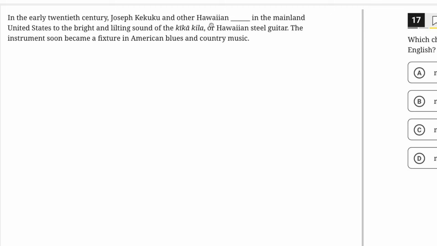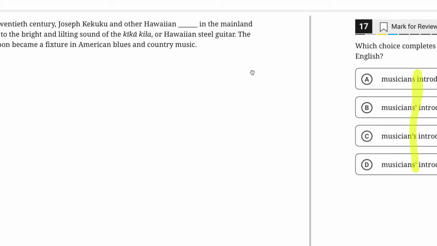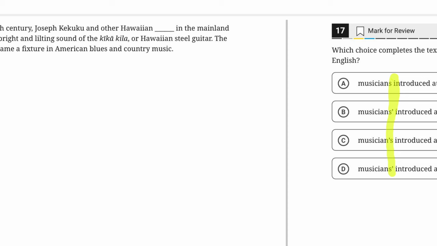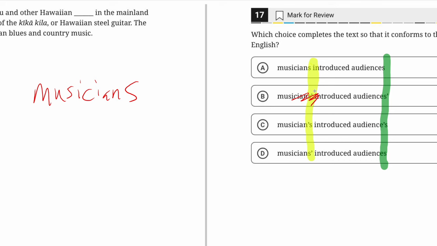Joseph so-and-so and other Hawaiian musicians introduced audiences. So the musicians did something to the audiences, namely they introduced the audiences to this, that, and the other. And so musicians is not going to be possessive. So musicians should just be spelled like this with no apostrophe. And so that means that any answer choice that has an apostrophe, whether it's after the S, which would indicate the plural possessive, or before the S, which would indicate the singular possessive, we can eliminate. And what do you know? That's enough to get us to our correct answer.